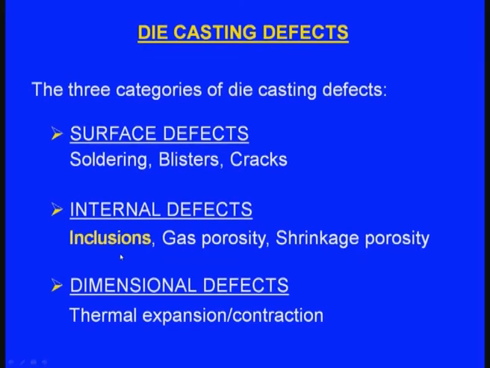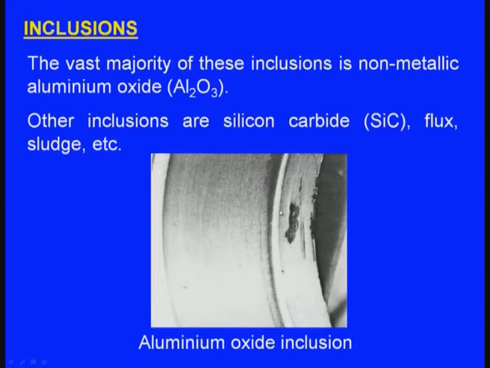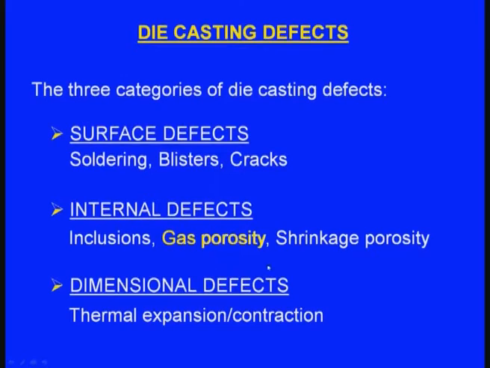Under that we have the inclusions. The vast majority of these inclusions is non-metallic aluminum oxide. Other inclusions are silicon carbide, flux, sludge and so on. And here we can see aluminum oxide inclusion. Next one, gas porosity under the internal defects.